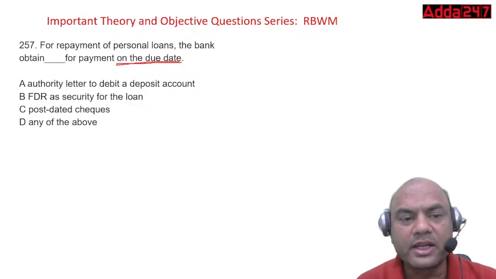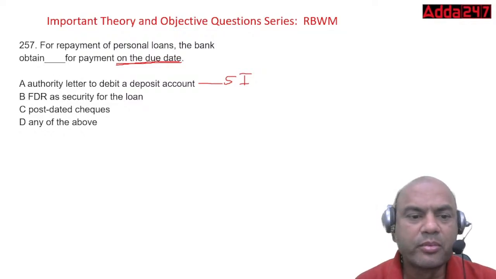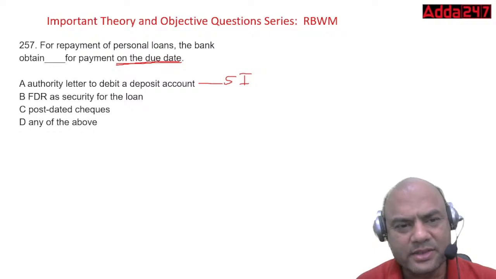We have this authority letter, which nowadays we directly take as SI, standing instruction, right? This authority letter is nothing nowadays, it's directly SI we call it. Post-dated checks, nowadays no PDCs, right?